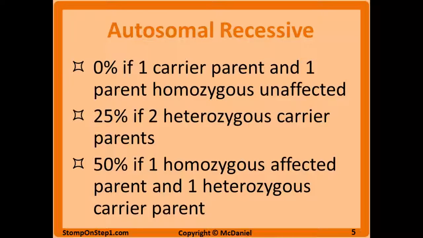So if you have one parent who's an unaffected carrier and one parent who's homozygous unaffected, 0% of the kids are going to have it. If you've got two heterozygous carrier parents for an autosomal recessive disease, 25% of their kids will have the disease. And if you've got one homozygous affected parent and one heterozygous carrier parent, 50% of the kids are going to have the disease.